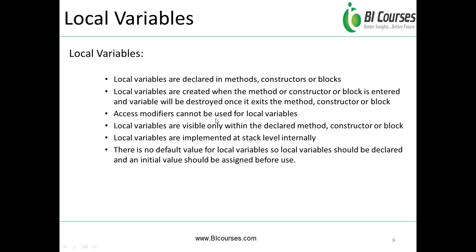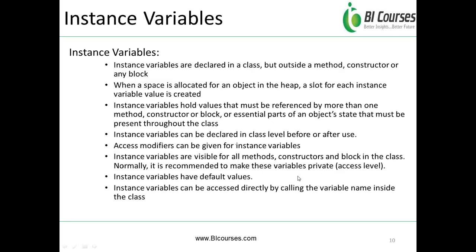Access modifiers cannot be used for local variables. We didn't specify any access modifier for a. Local variables are visible only within the declared method. So these variables are only visible under the show method, and we cannot use this a outside the show method. If I call a directly from the main method, it will not work. Local variables are implemented at stack level. This is a memory structure, and there is no default value for local variables. We have already observed that we need to assign a value to local variables. Okay, we'll go to the next slide.